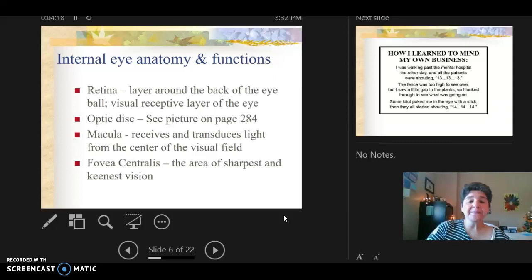The optic disc, if you look at page 284 in your book, I'm going to turn my page to that. There's a nice picture at the bottom of the page, and you can see that optic disc. It's usually off to one side of the eye, and you can see that there's a lot of blood vessels that go through it as well. The macula, it receives and transduces that light from the center of the visual field. And then we have the fovea centralis, which is where you will have your sharpest and your keenest vision. So you will see your best at the fovea centralis.